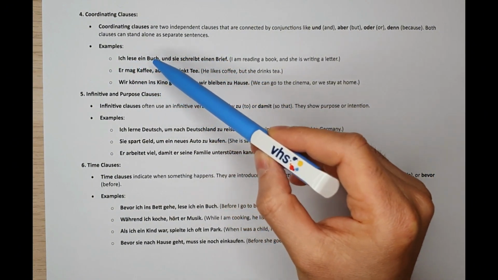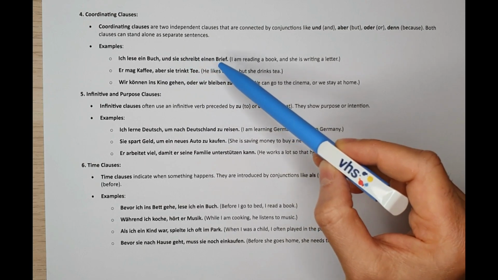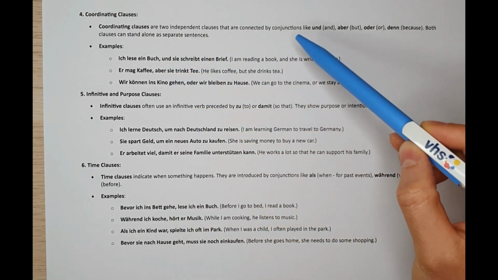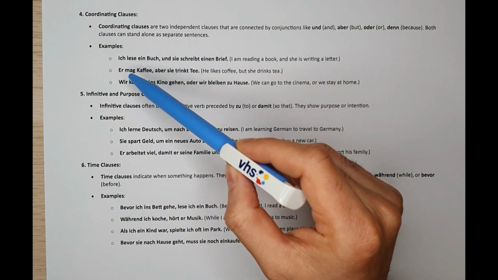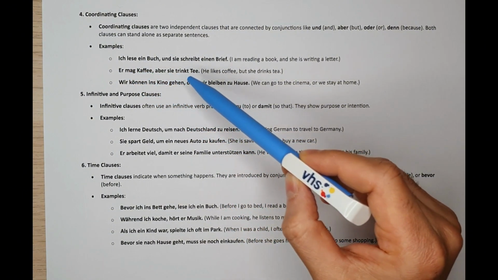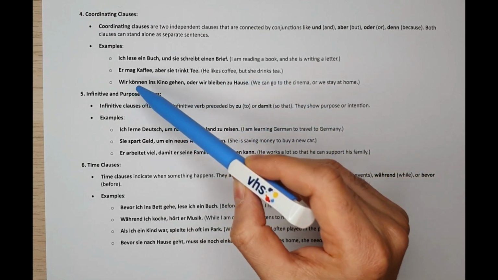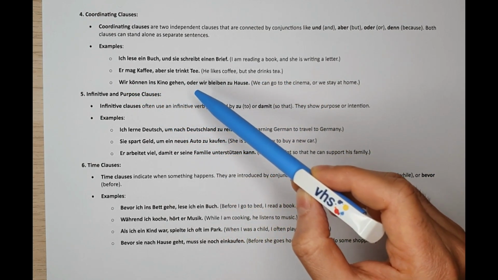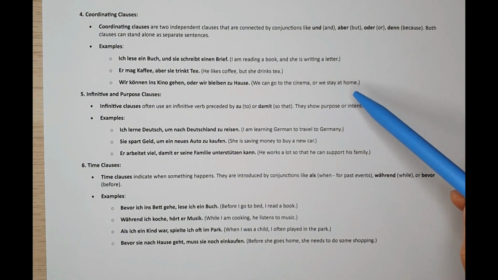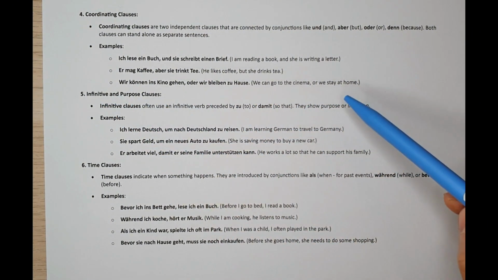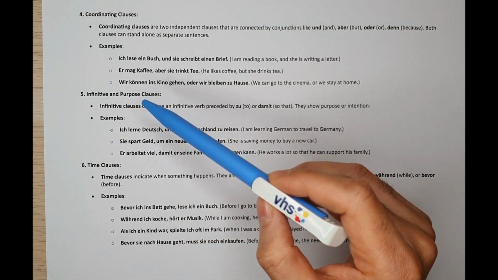Ich lese ein Buch, for instance, is an independent sentence. Sie schreibt einen Brief. Und is a conjunction that is connecting those two sentences. Er mag Kaffee, aber sie trinkt Tee. He likes coffee, but she drinks tea. Wir können ins Kino gehen oder wir bleiben zu Hause. We can go to the cinema or we stay at home.